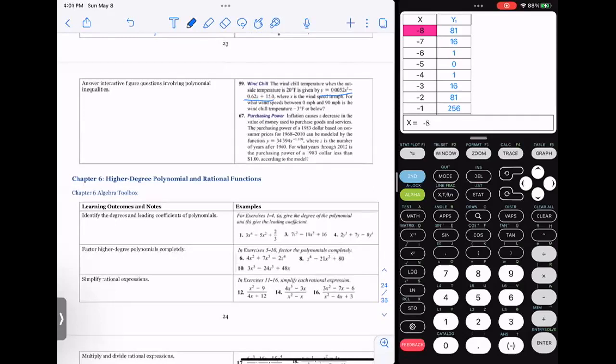If you want to see when it is -3 degrees Fahrenheit or below, you're going to want to construct your function like this: 0.0052x squared minus 0.62x plus 15 will be less than or equal to -3. Do you see that? Yeah, that is the graph. Look at the less than or equal to.